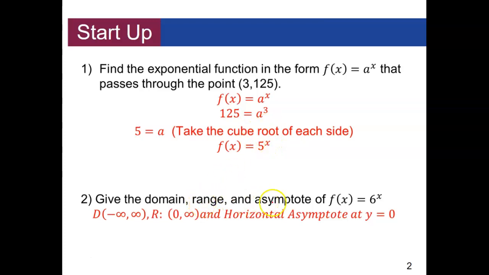As far as the domain, range, and asymptotes here, this is just a basic exponential function. If you recall, the domain of all exponential functions is negative infinity to positive infinity. The range is 0 to positive infinity unless we've had some kind of vertical shift, which we have not here. And the horizontal asymptote is at y equals 0, again, unless we've had some kind of vertical shift.